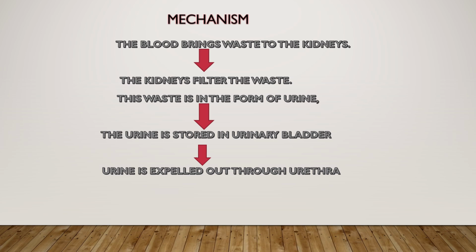At first, the blood brings waste to the kidneys because blood is like a transport system, which we have already discussed. Now, what do the kidneys do? They filter that waste, and this waste is in the form of urine. Now, the urine which is filtered through the kidneys is brought to the urinary bladder by two tube-like structures which are known as ureter. That urine gets stored in a bag-like structure which is known as urinary bladder, and after that, it is expelled out from urinary bladder with the help of an opening which is called urethra.